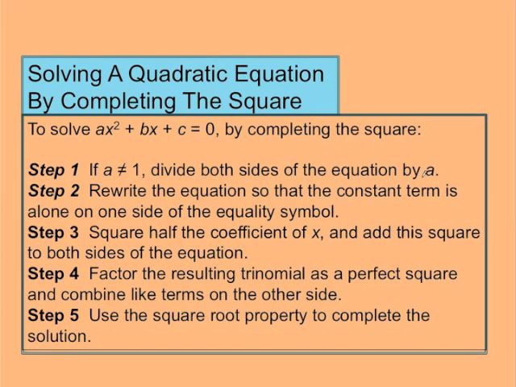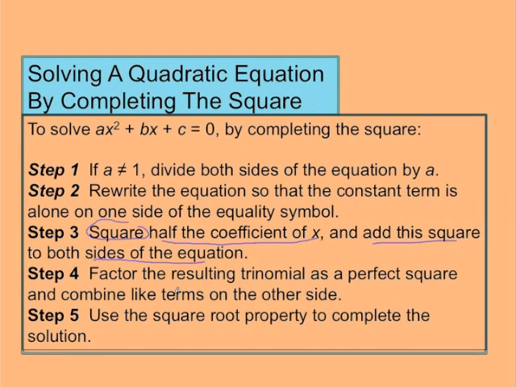Your x² term must be just 1x². You rewrite the equation so the constant term is alone on one side of the equality symbol. Now, take half of the coefficient of x, whatever that is, square it, and then add this square to both sides of the equation. Factor your resulting trinomial that will be on the left-hand side, usually as a perfect square, and combine like terms on the other side. Use the square root property to complete the solution.